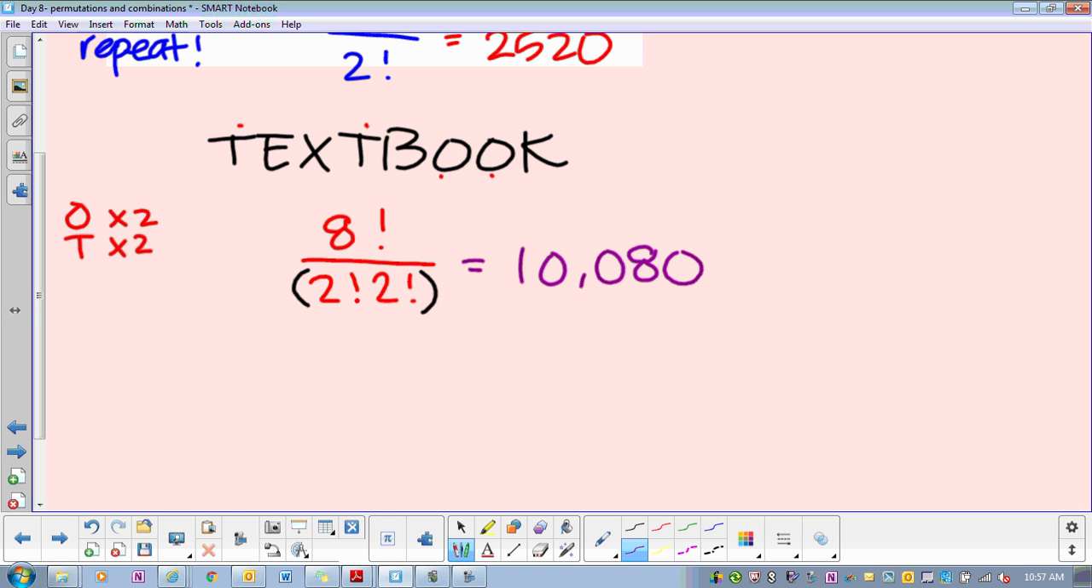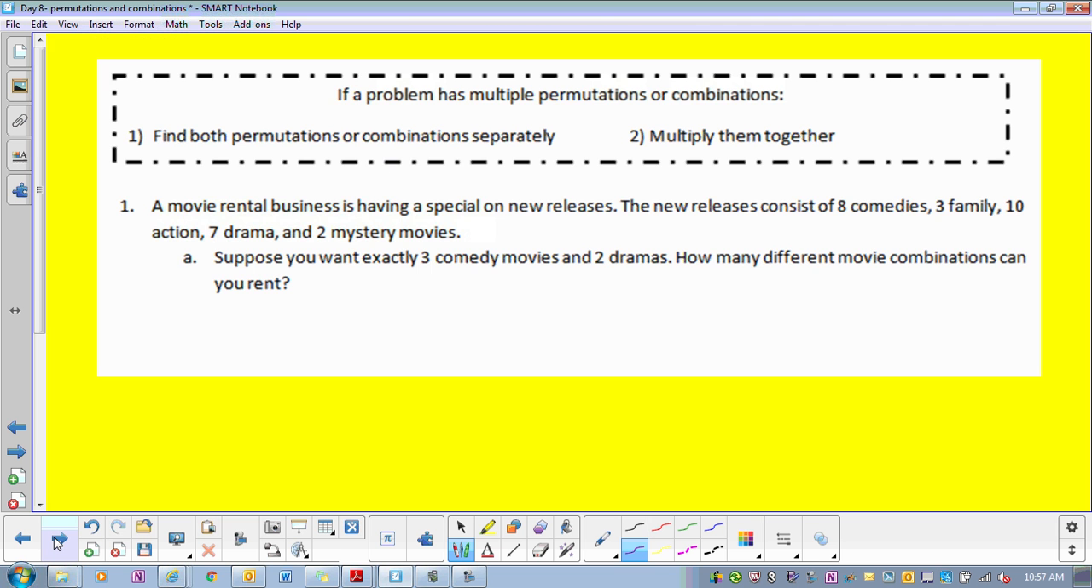Questions about this? Alright? So, what if a problem has multiple, more than one permutation or combination? Here's what you do. You find both of the permutations or combinations separately, and then just multiply them. That's it. So, number one says a movie rental business like Blockbuster, right?